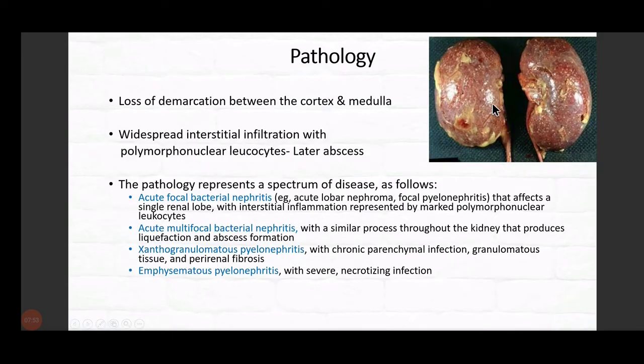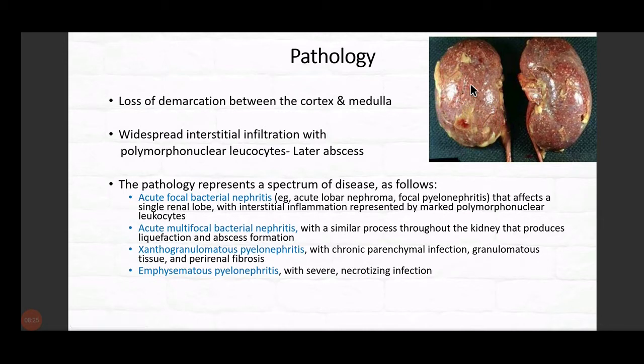So what happens in pyelonephritis? If you see the pathology, in this image of the kidney, you see all these yellow dots. These are areas of microabscesses and abscesses. And the kidney is already enlarged. So there can be loss of demarcation between the cortex and medulla. This happens especially when we do a cut section of the kidney. These areas are infiltrated with polymorphonuclear leukocytes, and ultimately some kind of abscess will develop.